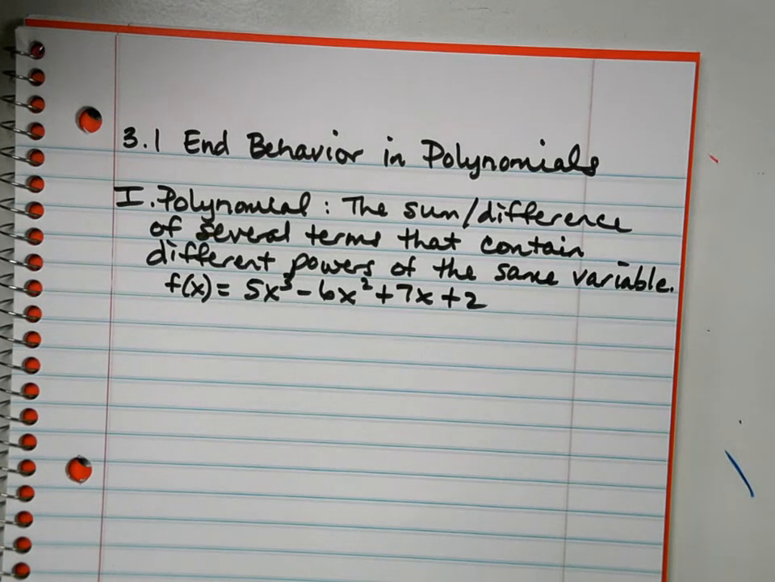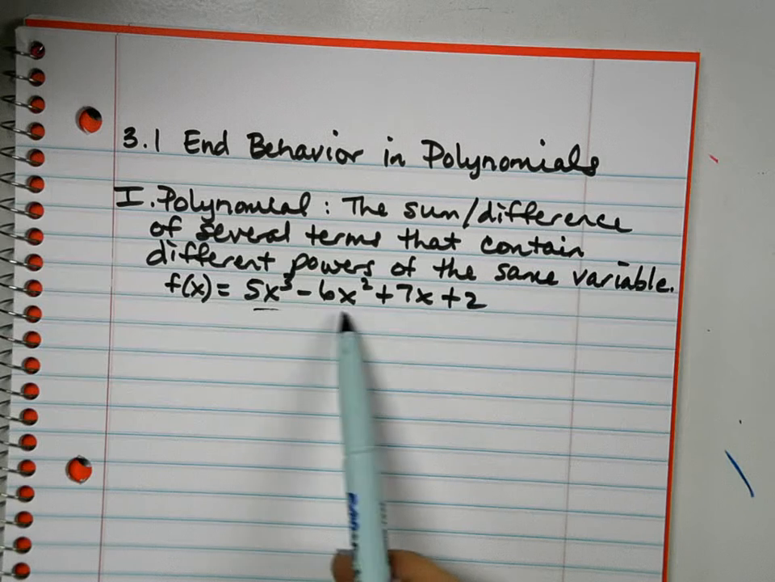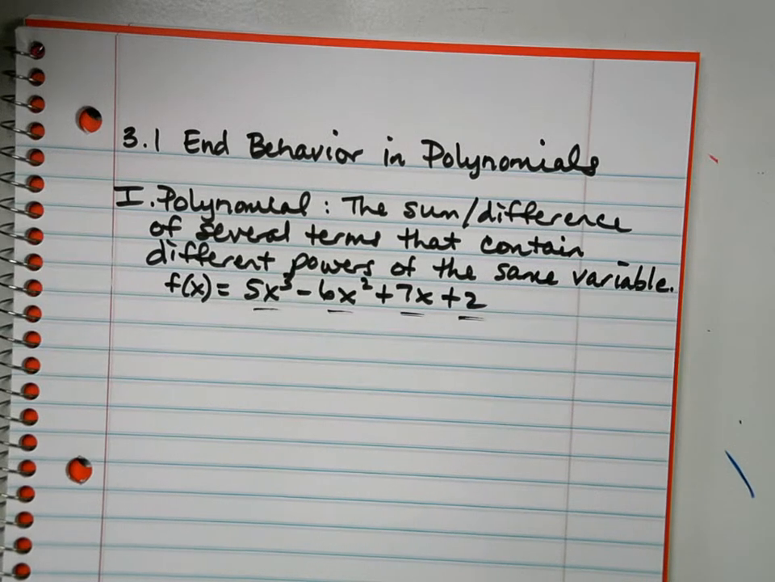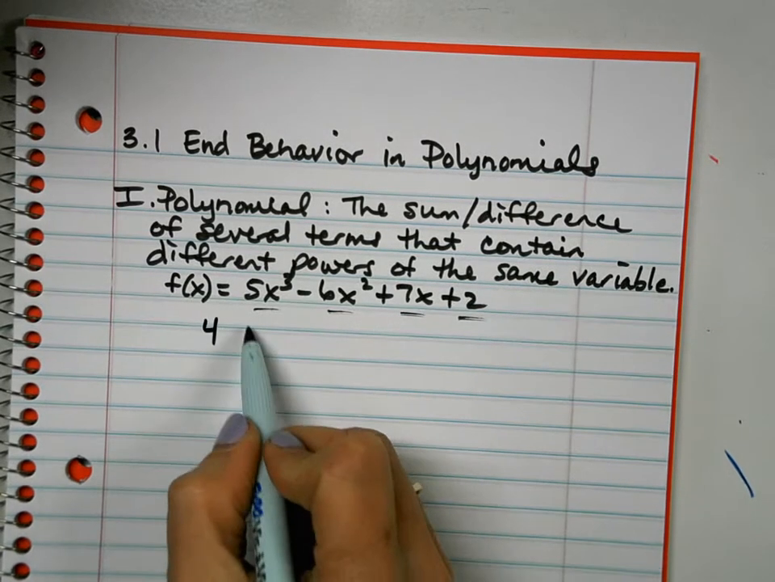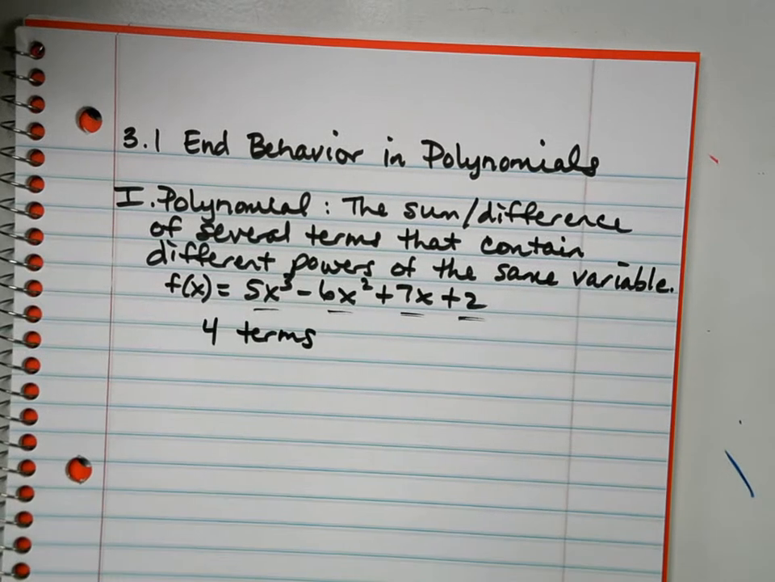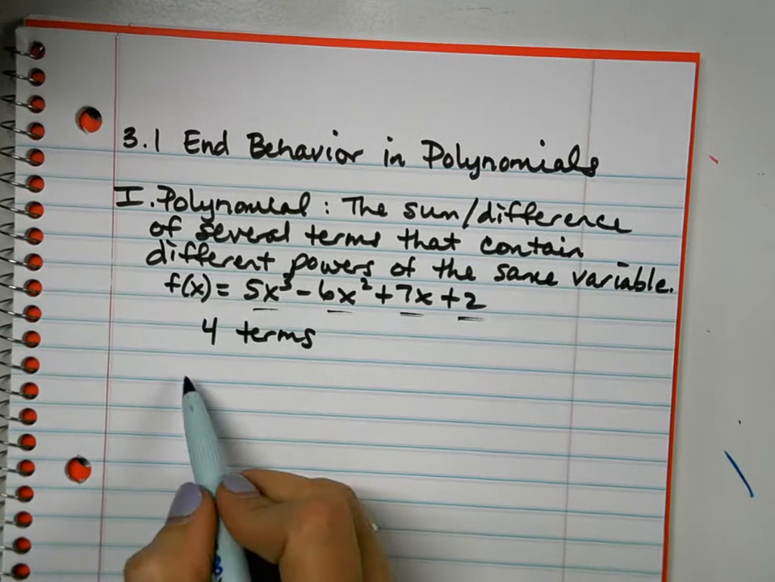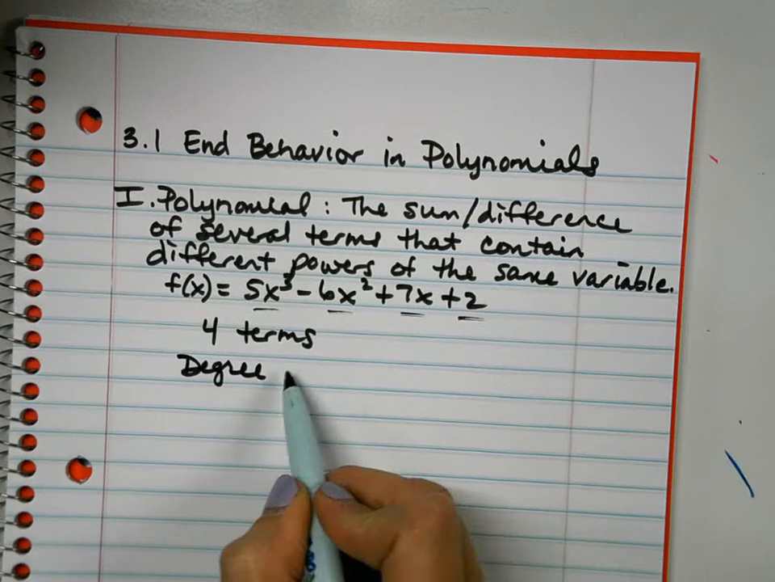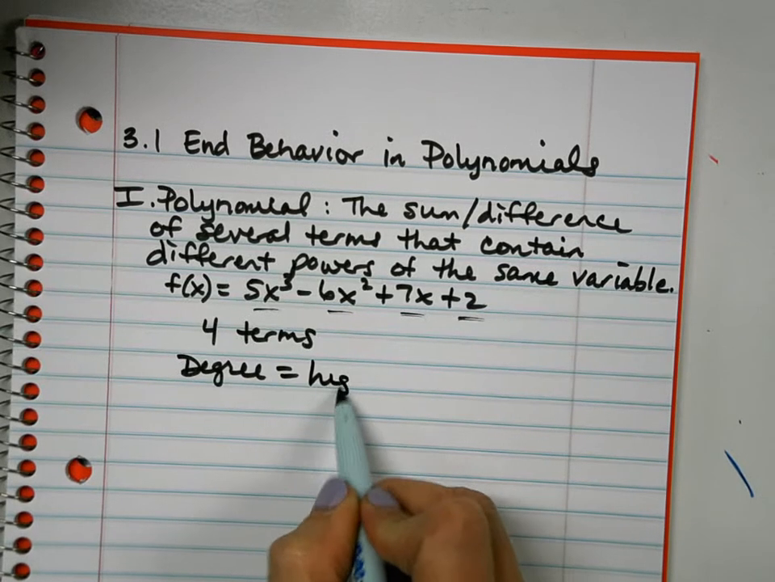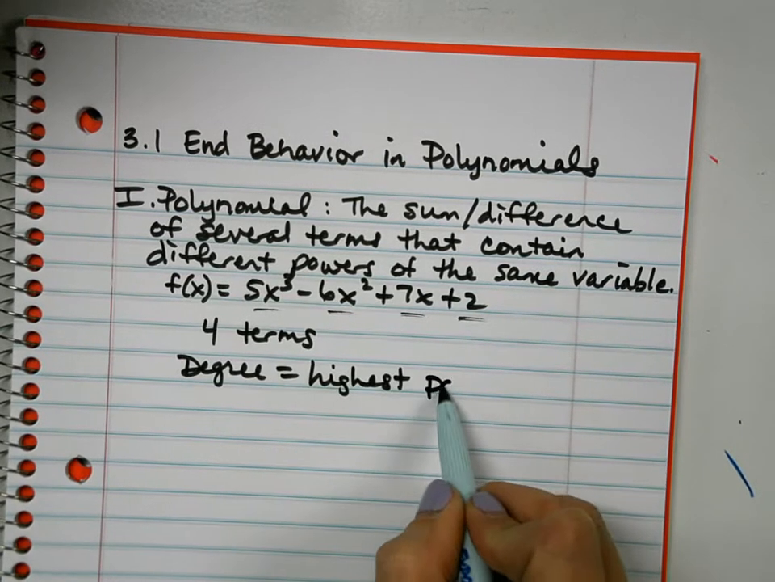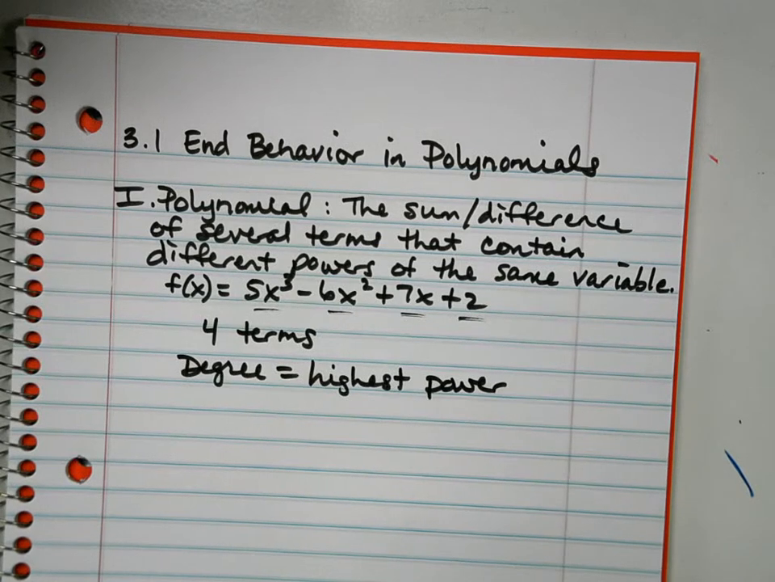They don't have to be in descending order, but we usually put them that way. That's kind of just general form. This would be a 4-term polynomial. It has 4 terms. 1, 2, 3, 4. The number of terms doesn't have anything to do with the end behavior. But the degree does. The degree is always your highest power. And usually we put it first, but it may not be first. So you've got to look at it. Whatever that highest power is, that's what you're going to call the degree.